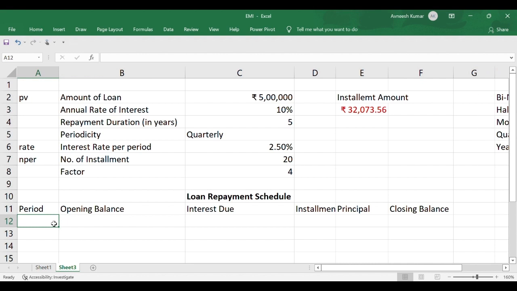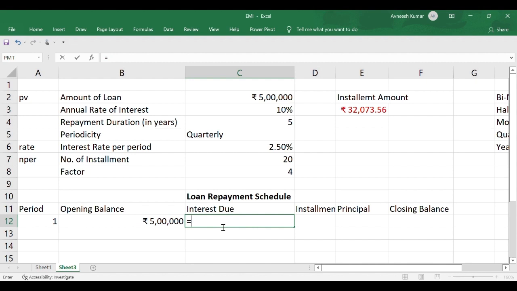Here for the first installment we can enter just one. Opening balance. Opening balance would be equal to this value, this amount of loan. So we enter it here, equal sign, and then this. So opening balance comes out to be rupees 5 lakh.